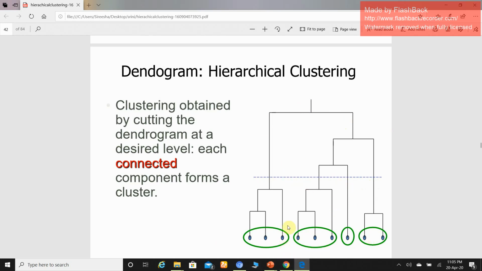At this level, these 3 data points are in one cluster. These 3 data points are in another cluster. This one is only in one cluster. This data point is only in one cluster. These 2 data points are in another cluster. So how many clusters are formed here? 4 clusters are formed.